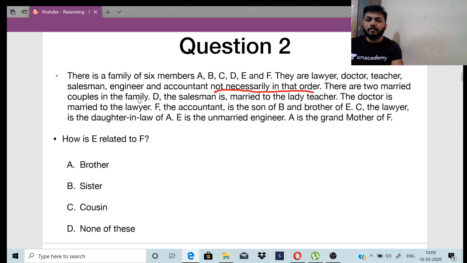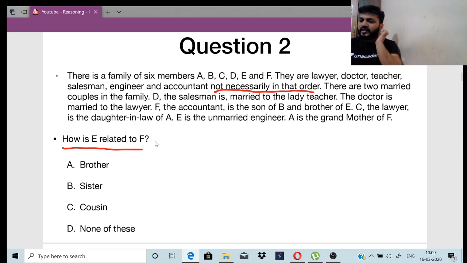There are 2 married couples in the family. D, the salesman, is married to the lady teacher. The doctor is married to the lawyer. F, the accountant, is the son of B and brother of E. C, the lawyer, is the daughter-in-law of A. E is an unmarried engineer. A is the grandmother of F. How is E related to F?